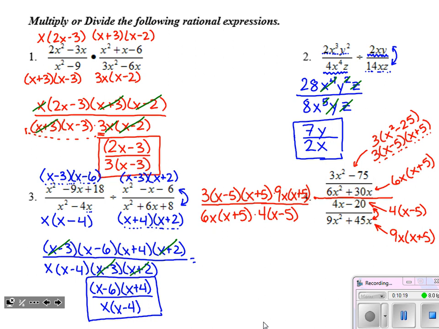So is there something that we can cancel right now? Absolutely, there's quite a bit. X plus 5, x plus 5, x minus 5, x minus 5. Let's see where we stand.